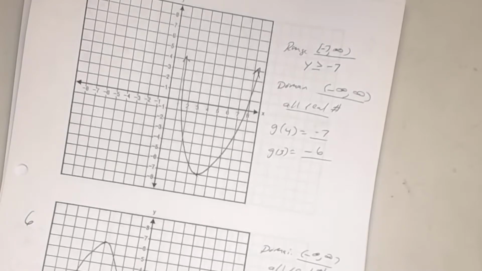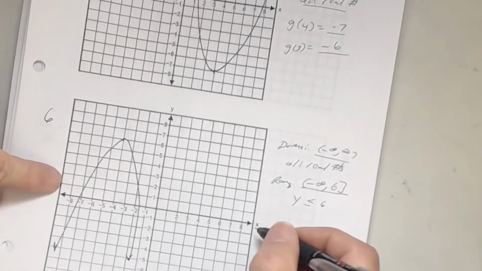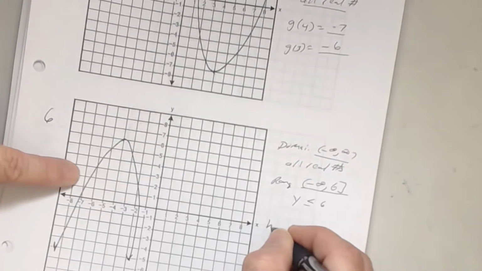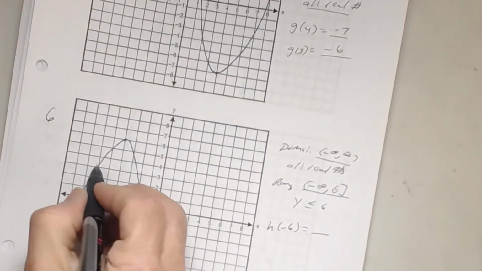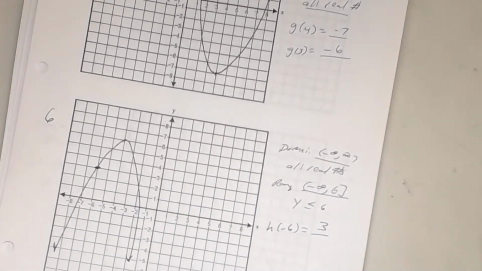All right, so you understand how to read it from the graph? All right, number 6, let's find h of -6. What do you think that y value is? Yeah, so it's about here. So let's take 3. Is that correct? Yes. Okay.